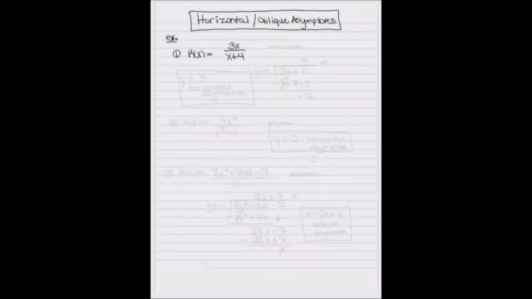Okay, now that that's out of the way, let's talk about horizontal and oblique. Now, I put these two together because the steps are the same. The result of the steps will tell you whether you have a horizontal or oblique. So now I want to do some examples of how to find horizontal and oblique with a rational function. Okay, horizontal and oblique asymptotes. I have the first example on the paper.